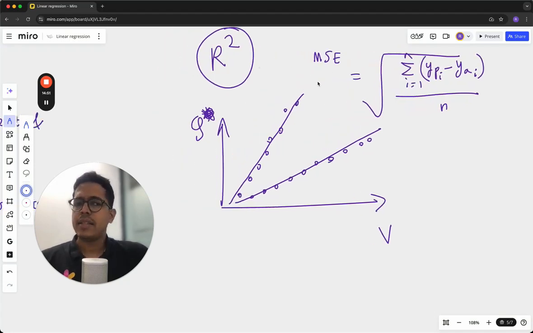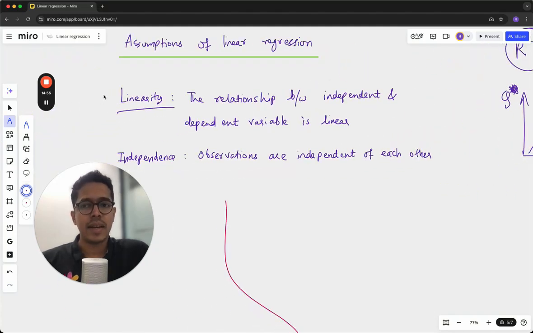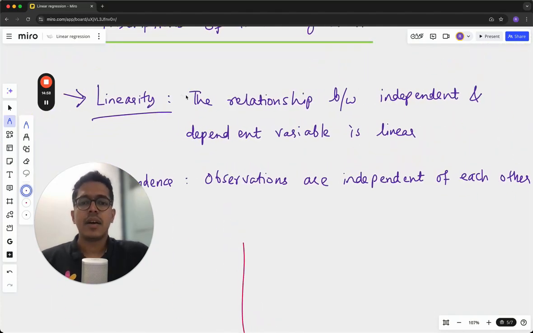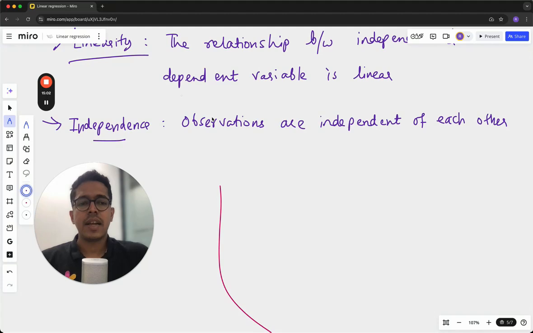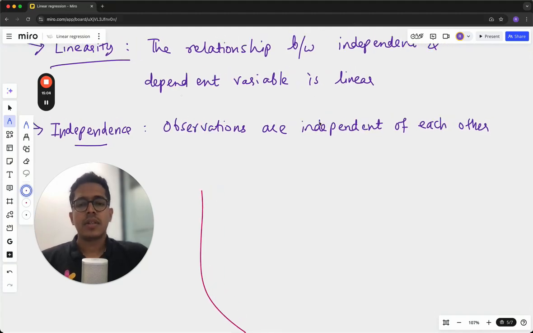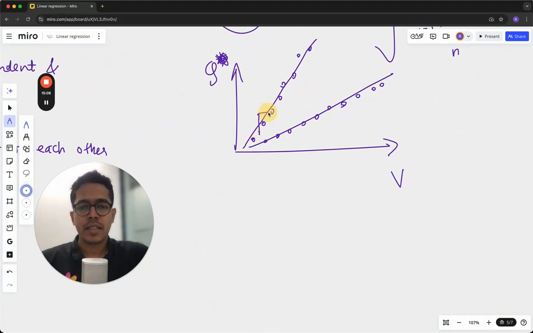So there are many such metrics which we can use to estimate how good the linearity is in the first place for the data. The second thing is independence. Observations are independent of each other. So what this means is we should be able to independently conduct this experiment to get the data.